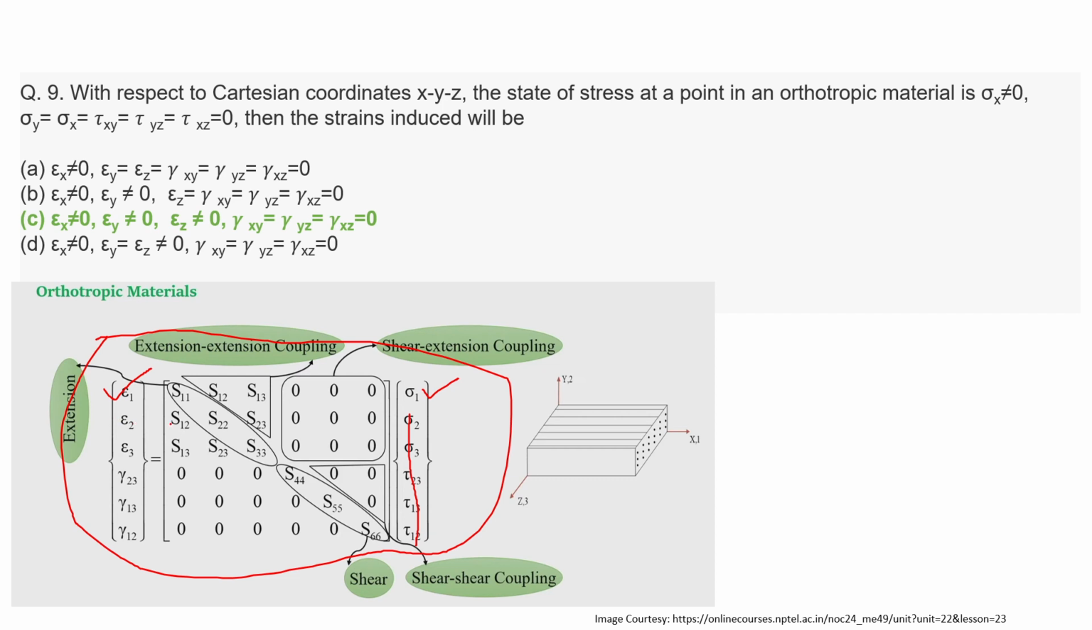First, strain in direction 2: the S12 value is also non-zero, so we will get the strain in direction 2. And for strain in direction 3, the S13 value is also non-zero, so we will get this value also.